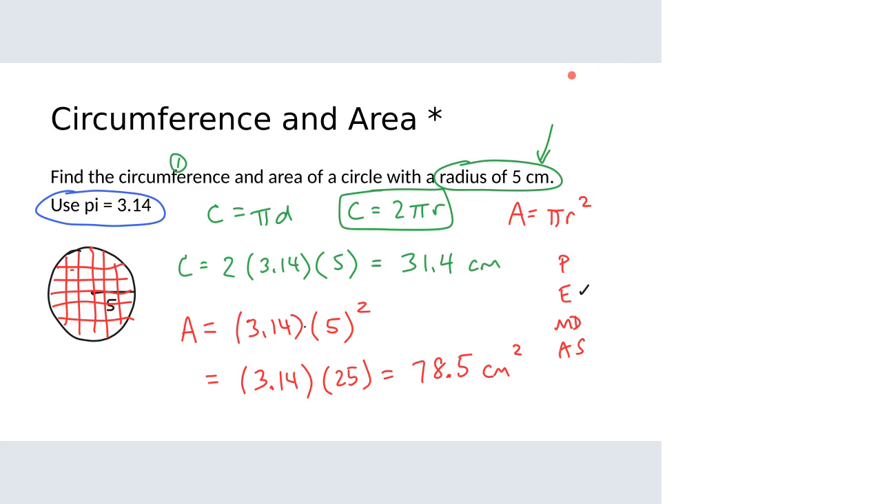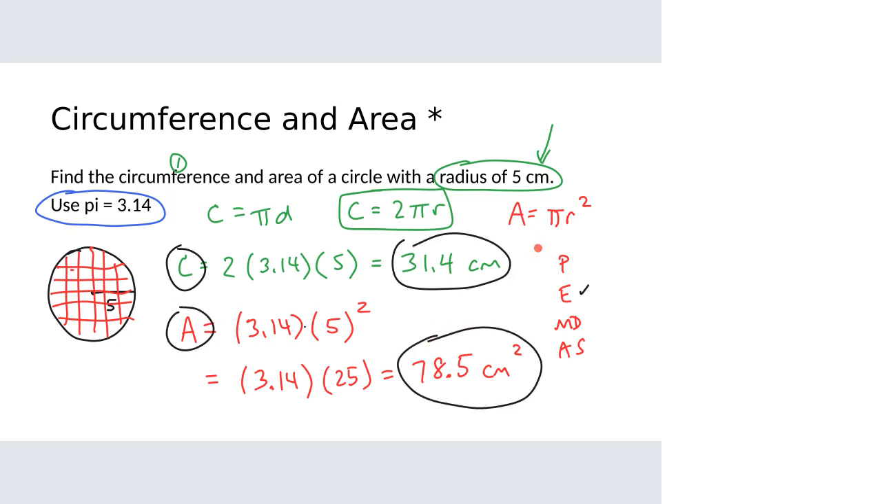What we got here for circumference was 31.4 centimeters, and for area was 78.5. Make sure to be careful with order of operations on this formula down here. Are there any questions about that? Before we get another question that's a little more challenging than just finding circumference and area. Okay.